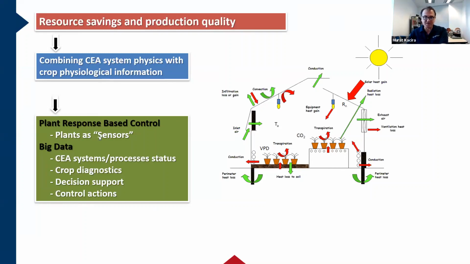we should be really focusing on plants being the center of our attention, of course, in collaboration with other environmental variables. So we can use plants as sensors in the decision-making process or the environmental control applications. Of course, we will also need information about the production system itself, and the status of the processes, so we can integrate all of these into the control and management applications for crop diagnostics as well. So these decision support systems and environmental controls can take corrective actions.